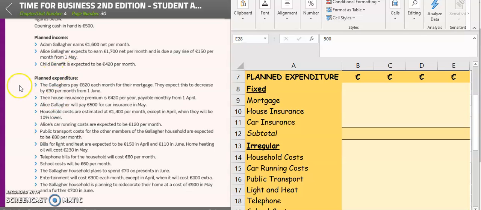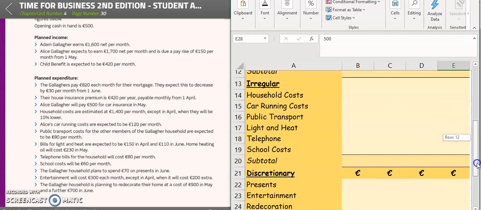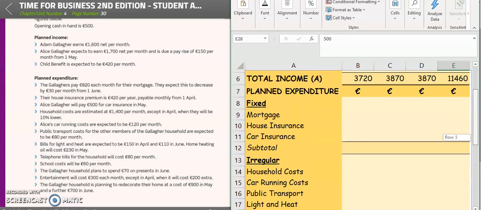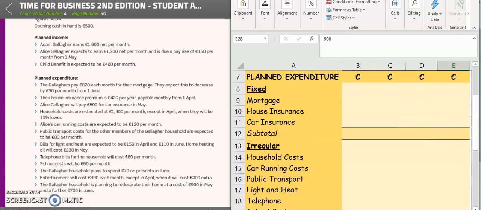Okay, so now let's look at the planned expenditure. We know planned expenditure is made up of fixed expenditure, irregular expenditure, and your discretionary expenditure. So what we do is we take the information that we're given in the question and we just fill in the budget. It tells us the Gallaghers pay $820 each month for their mortgage. This is expected to decrease by $30 per month from June. So in June, their mortgage is going to decrease by $30.